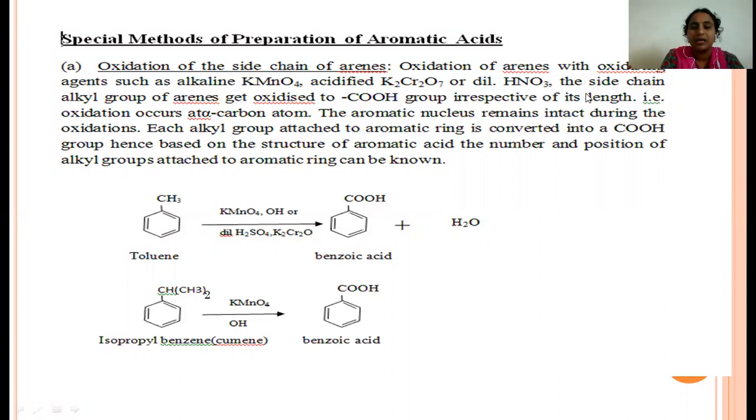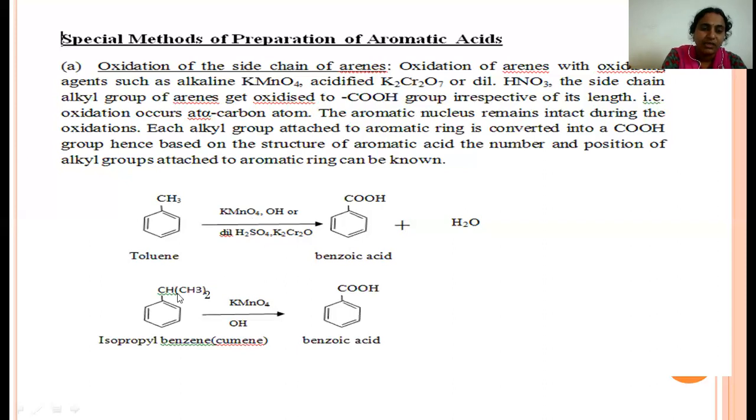For example, this compound is toluene. When it is oxidized with either potassium permanganate, potassium dichromate, or nitric acid, in the presence of any of the oxidizing agents, this CH3 is completely oxidized and converted into a carboxylic acid. This compound is called benzoic acid.